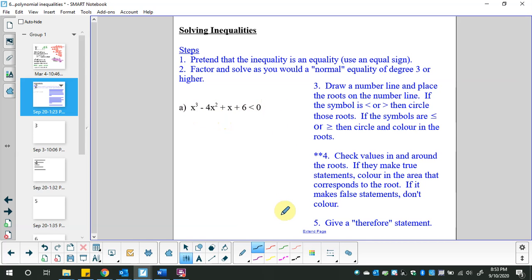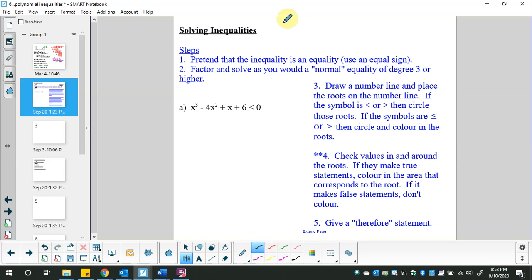And an inequality uses this sign, or this sign, or this sign, or this sign. An equality uses an equal sign. So we're not doing equalities now, we're doing inequalities. Now that doesn't change it by tons, it just changes it by a little bit. Before I start the question, I'm going to give you a little memory aid.